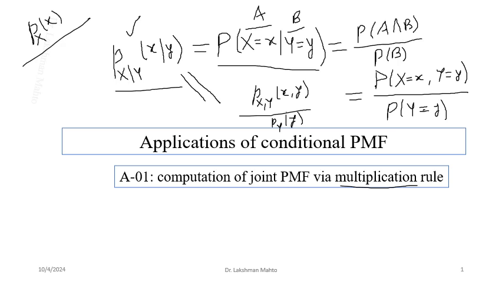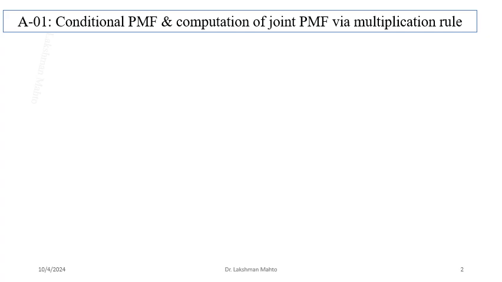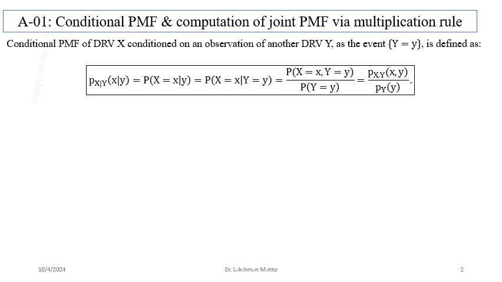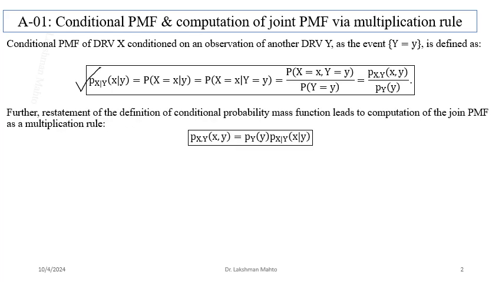So it would be a way to compute the joint probability mass function of two random variables x and y when those are distributed jointly. Okay, so here this is the definition of conditional probability mass function that I discussed. Now, by restating this definition, that means taking this component from the left hand side, we get it here. What is the joint probability mass function?